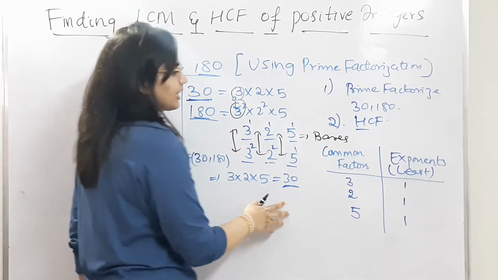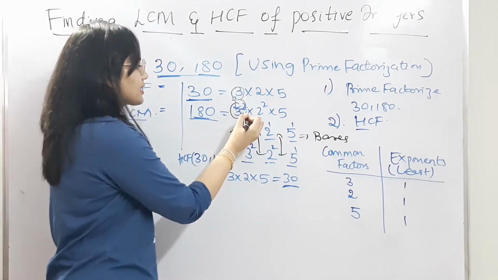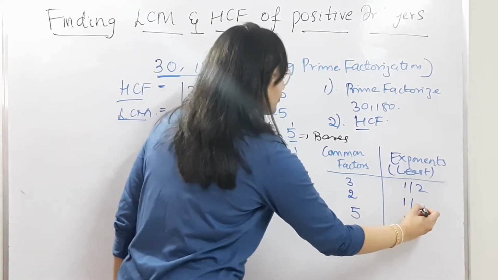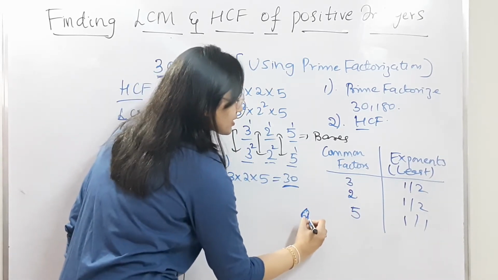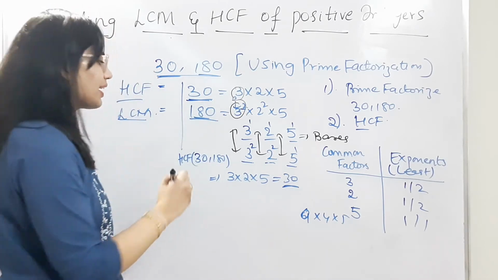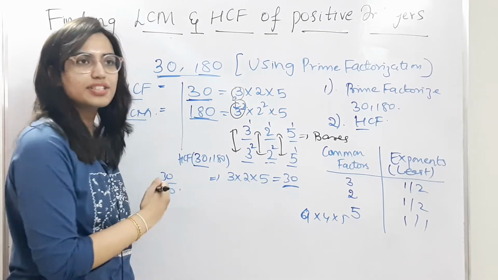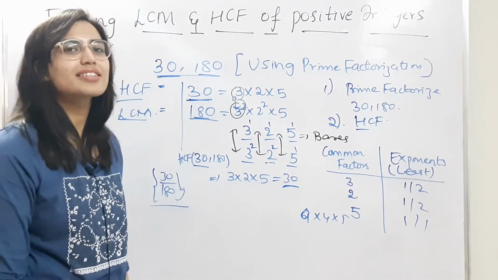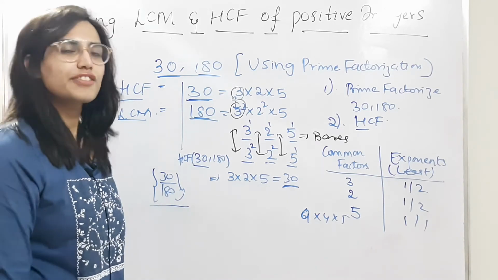180 also, if you divide 180 by 30, it is 6. But if we take the highest exponents here, we get what? 3 square here, and suppose we are taking 2 squared and 1 for 5, what do we get? We get 3 square is 9 into 4 into 5. That is 180. Can you say that 30 by 180 is divisible or proper? No, you will get a fraction. This is not a whole number, and 30 is not divisible by 180.